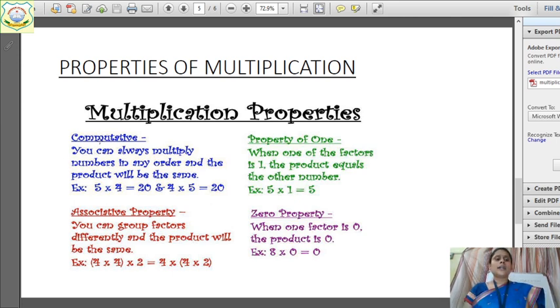Let's revise once. Commutative property, property of 1, associative property, 0 property. In commutative property, you can always multiply numbers in any order and the product will be the same. Associative property: you can group factors differently and the product will be the same. Property of 1: when one of the factors is 1, the product equals the other number. 0 property: when one factor is 0, the product is always 0. So, I hope you all have understood the properties of multiplication properly.